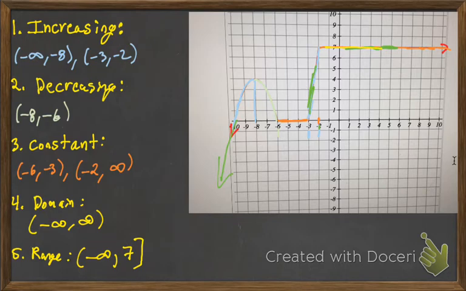Now, the only one of these that we read off the y-axis, where we took y values, was the range. Increasing, decreasing, constant, and domain is always communicated with the x-axis.